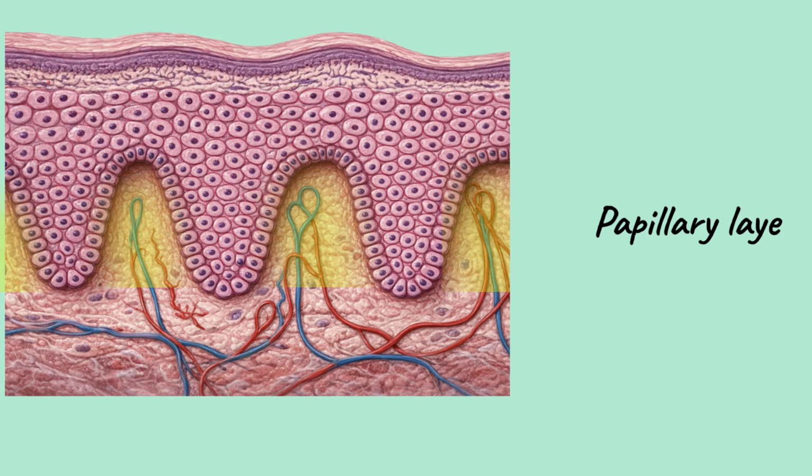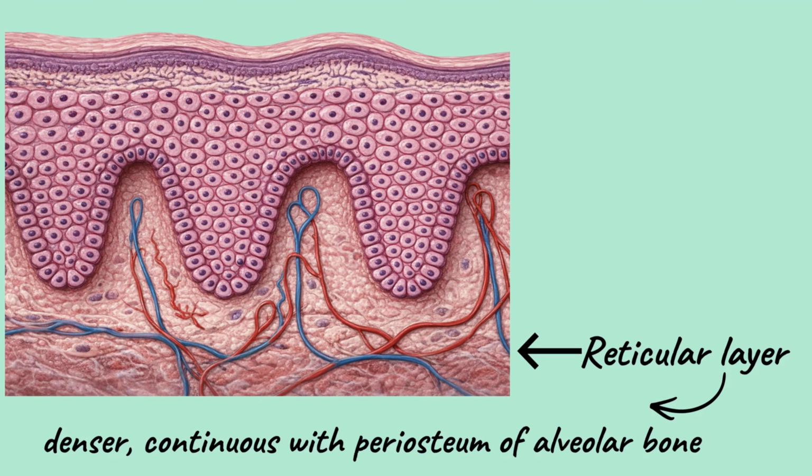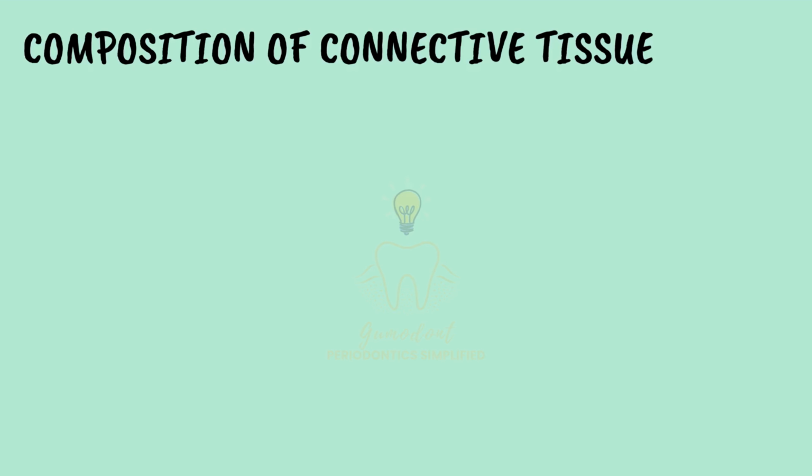Papillary layer, which lies just beneath the epithelium and forms connective tissue papillae that project between epithelial rete pegs, and a reticular layer beneath the papillary layer. It is denser and is continuous with the periosteum of the alveolar bone. Let's focus on connective tissue composition in detail.